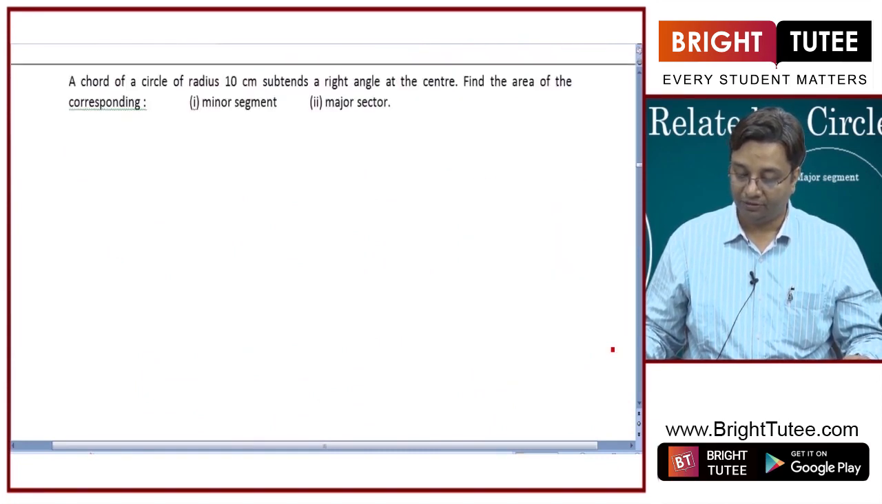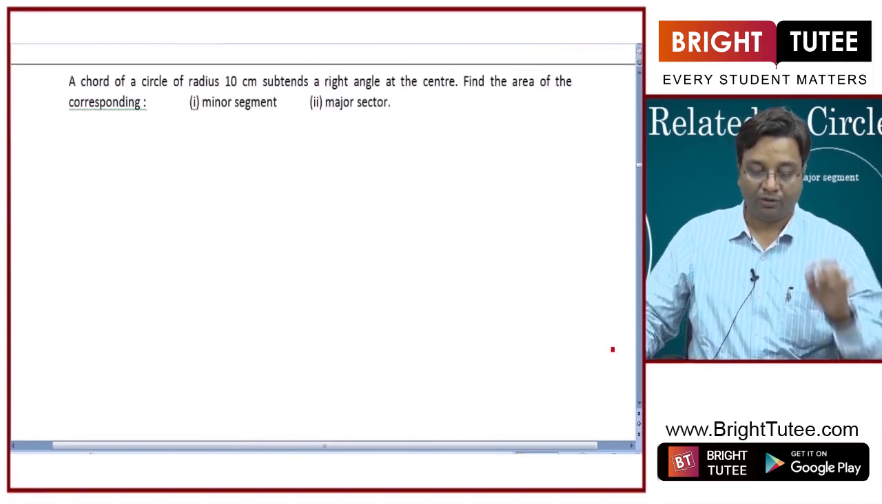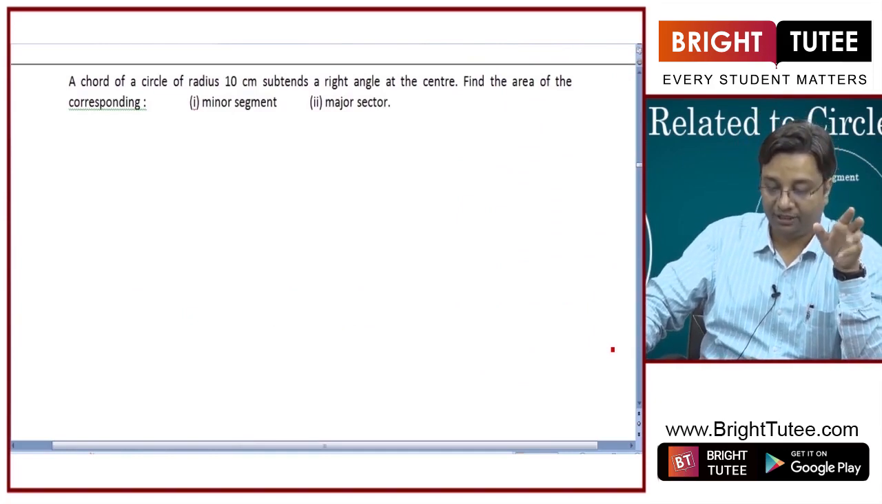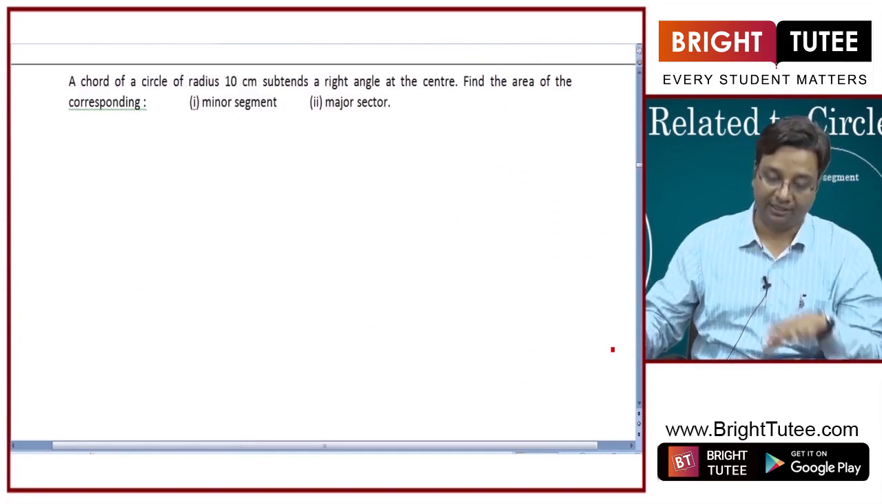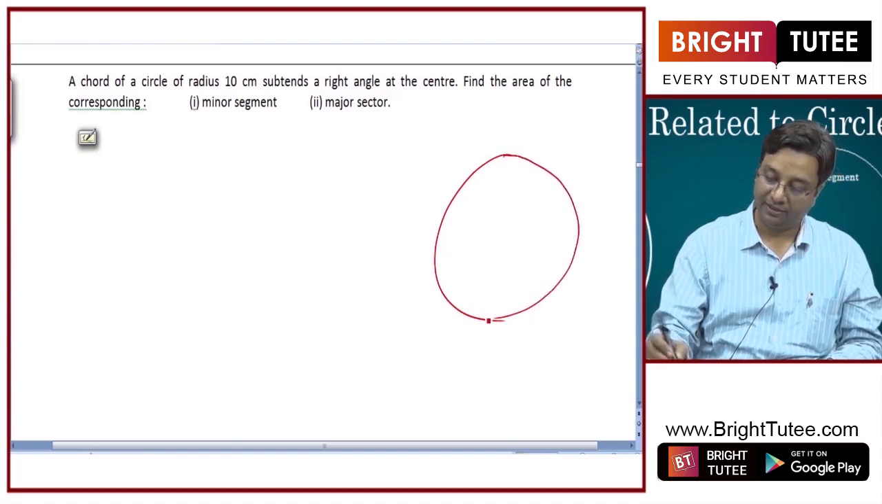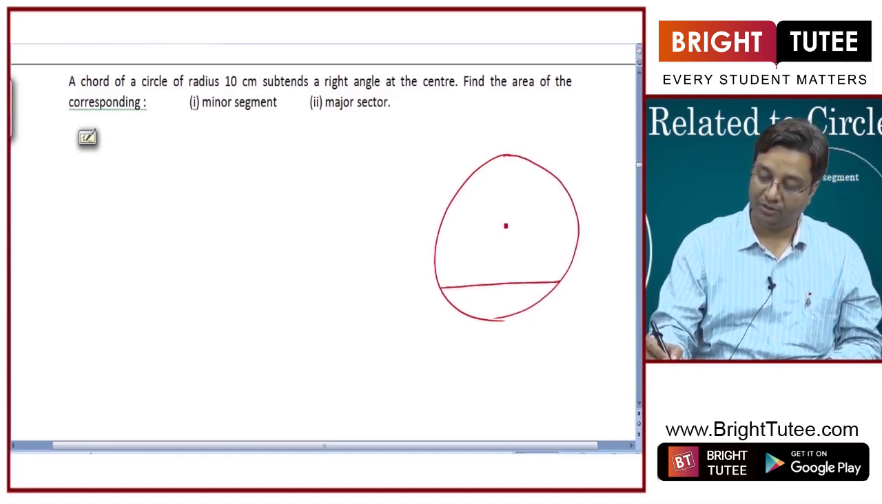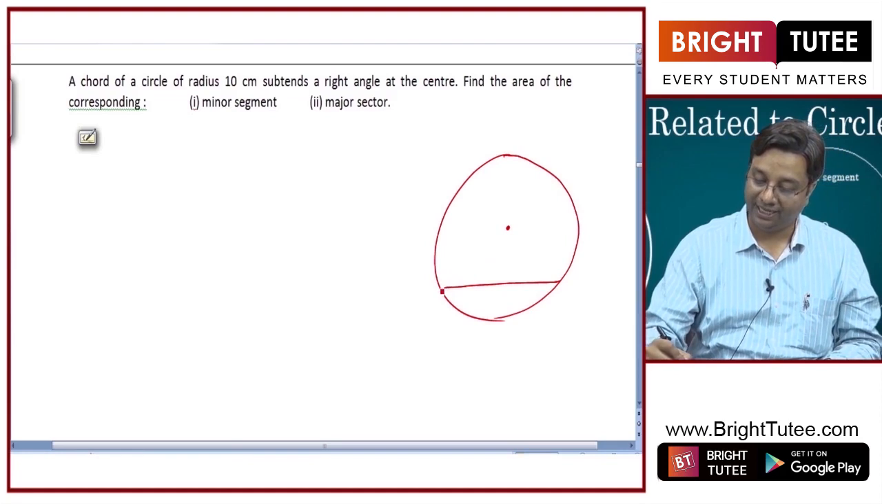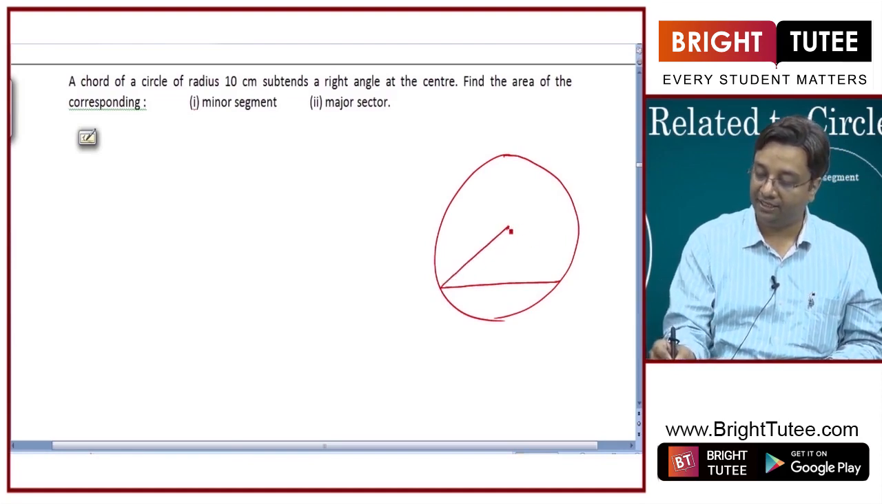Alright, so let's move to the next question here. A chord of a circle of radius 10 centimeters subtends a right angle at the center. So the question here is, there is a circle and there is this chord which subtends an angle of 90 degrees at the center.